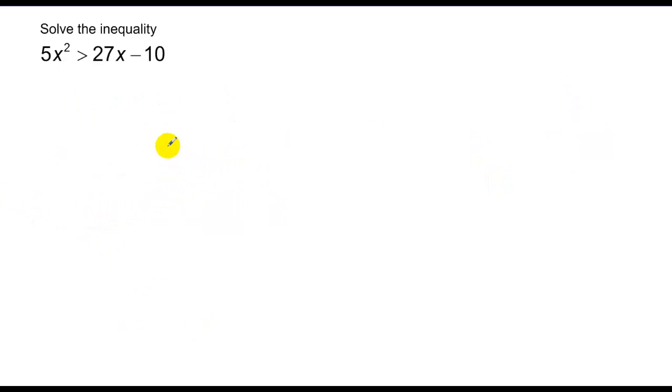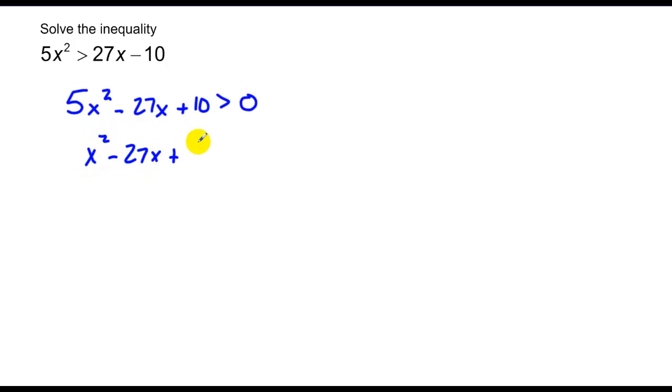Let's do another. Now in this case, I need to make sure I have a side at 0, and I like keeping my squared terms positive. So I'm going to say 5x squared minus 27x plus 10 is greater than 0. Notice this is just greater now, not greater than or equal to. But still, we're going to have to factor this. I'm going to use a 5-step method just so you guys can review. x squared minus 27x plus 50 is greater than 0.